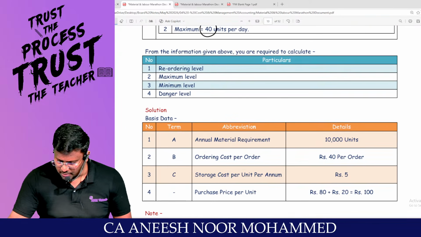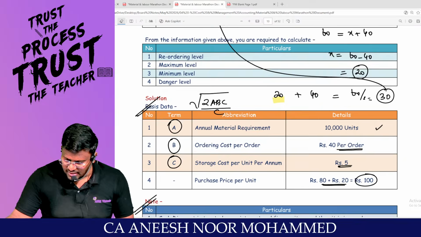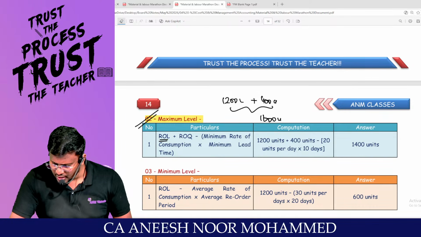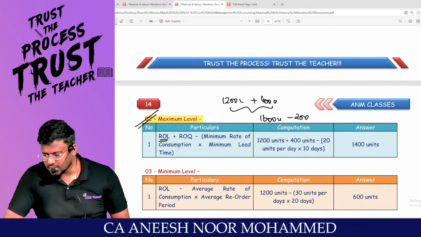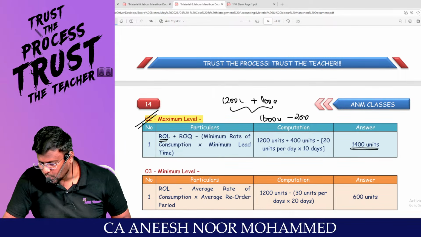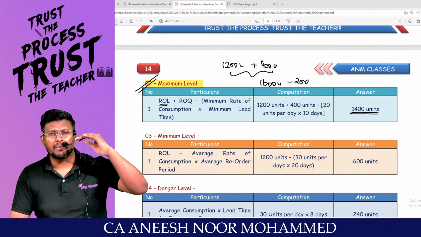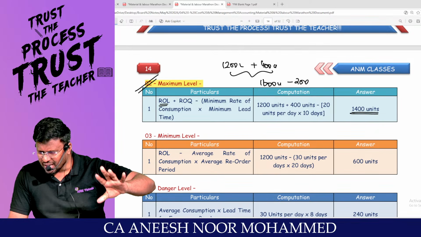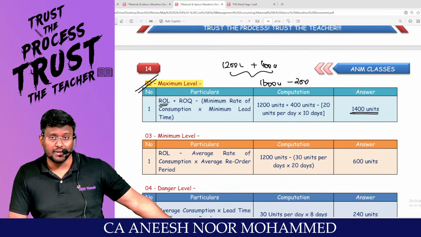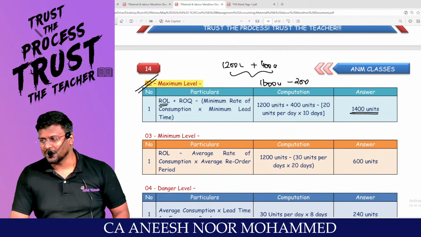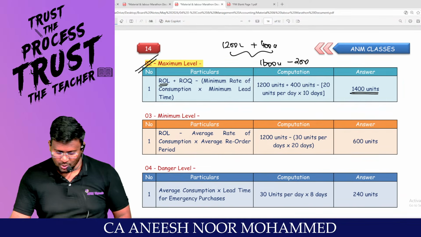You should reduce from here. So, from the answer you have found here, if you reduce 200 units, that is 1,600 minus 200 units, 1,400 units will be the maximum level. Beyond this level, please don't pile up the inventory. Then I have to go to financial management and teach you inventory management, my dear lovable students. I hope that you are able to appreciate.